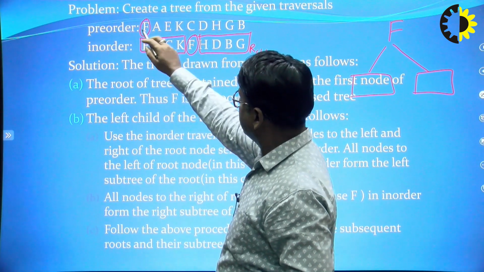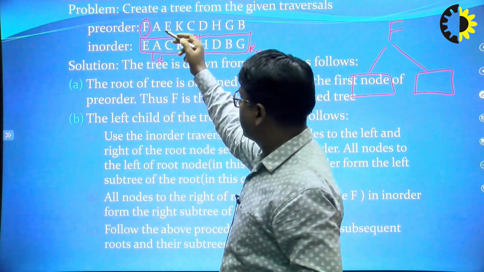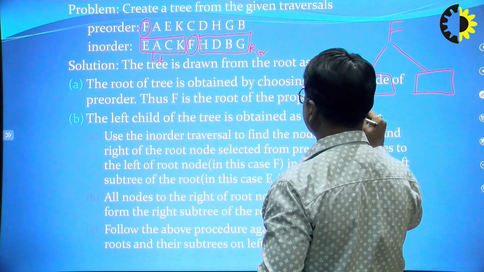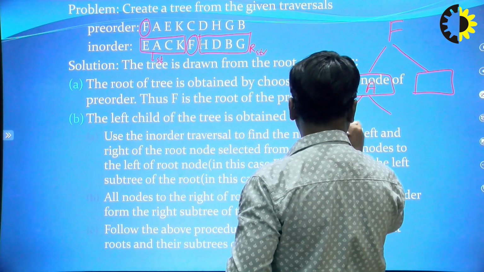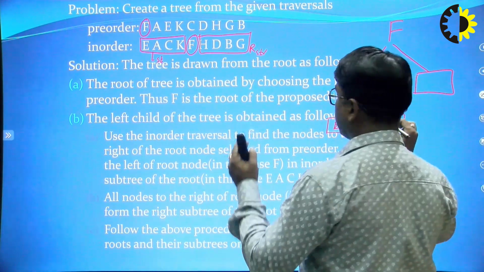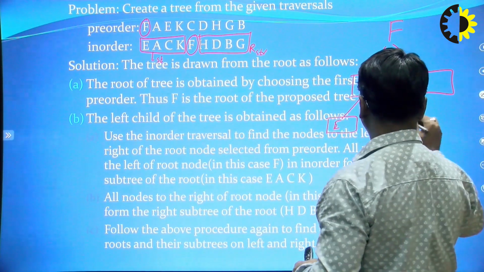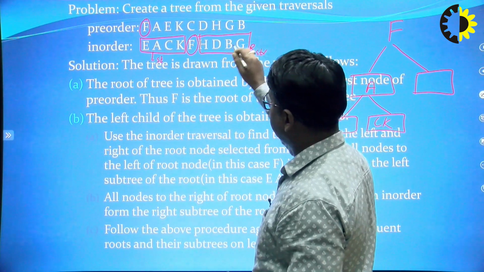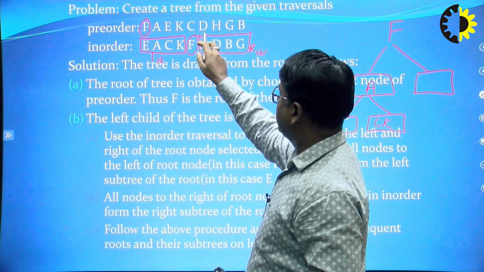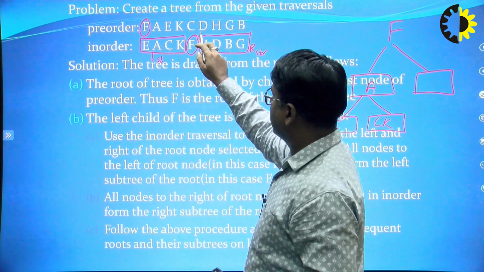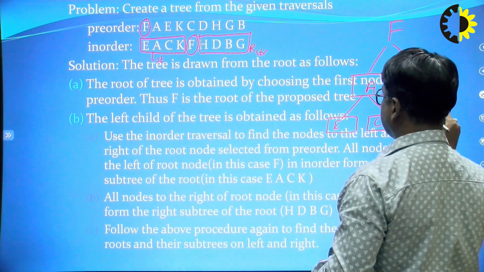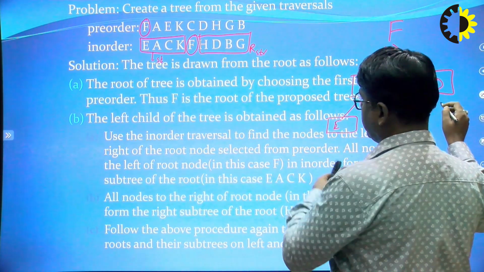have to check the pre-order, that is A is coming here. That means A is next. In the case of A, this A will be the root node and the left subtree will be E, and C and K will be the right subtree. Again for H, D, B, G, we have to check which one is coming first. That means D. We can see D is coming. That means D will be the root node and H, G, B.